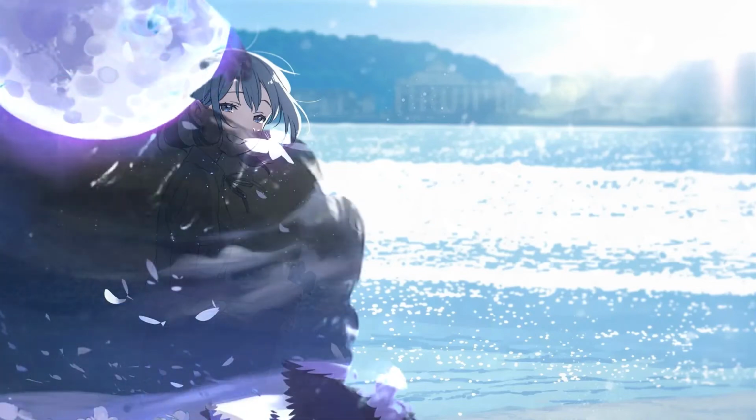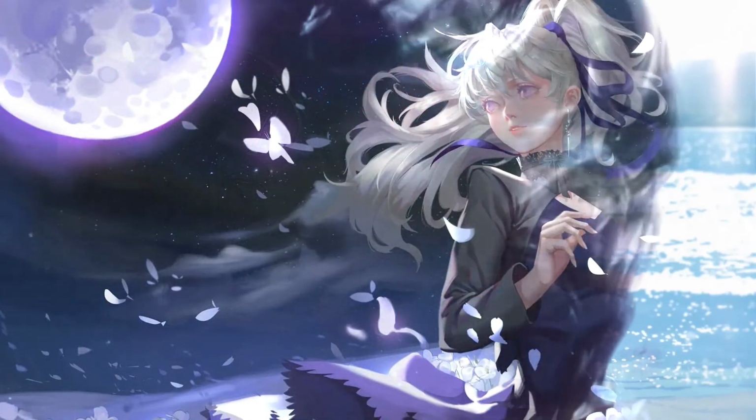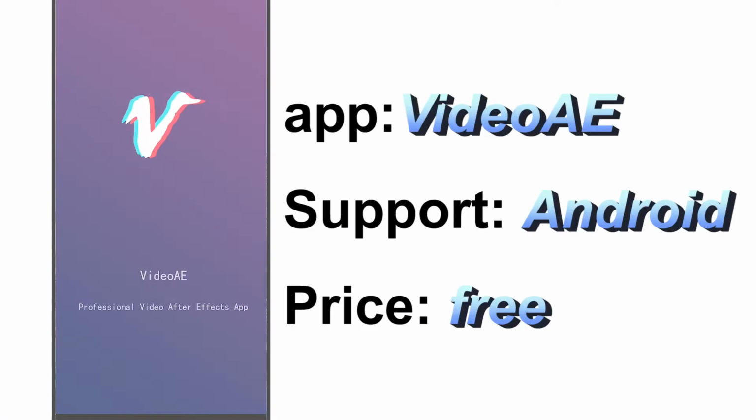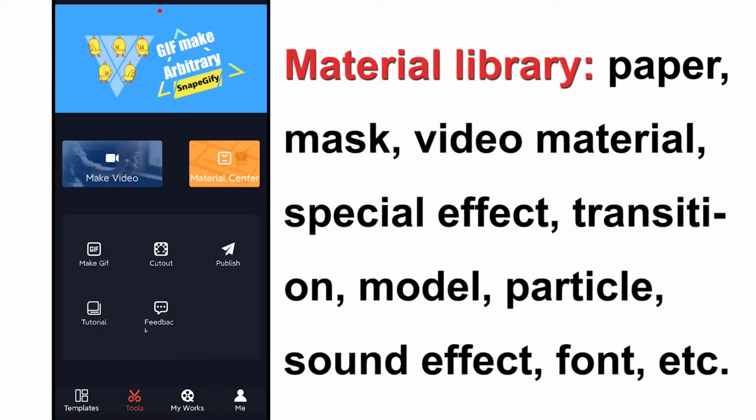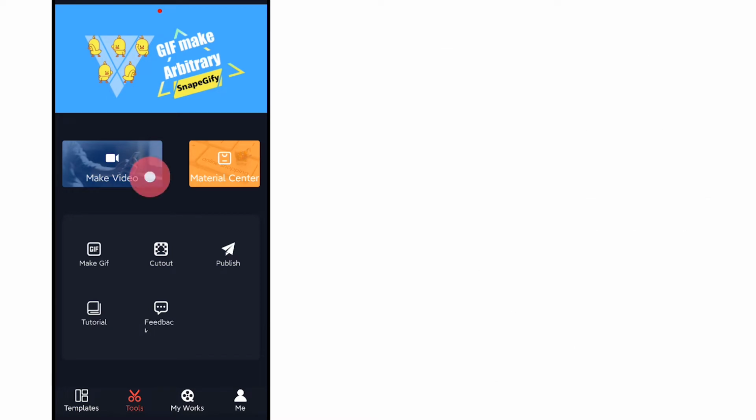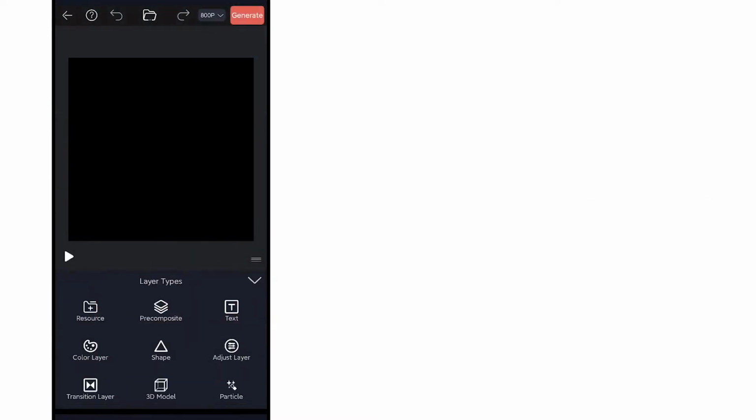Today is a tutorial on making ink transitions using ink materials. First, open the VideoAE software. Because it comes with a material library, click Make Video to enter the production page.